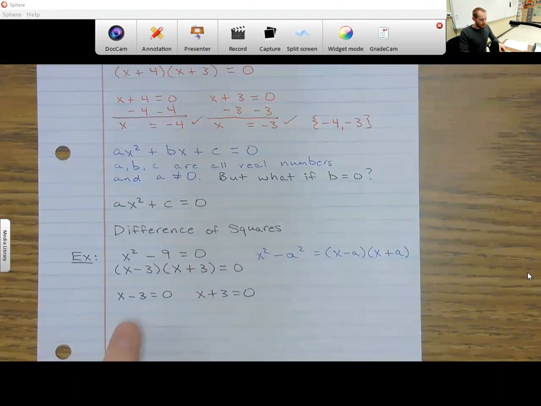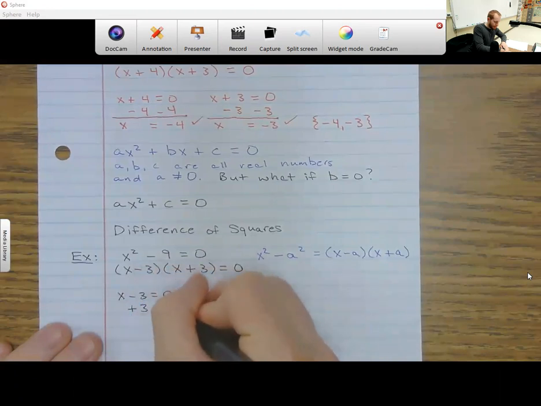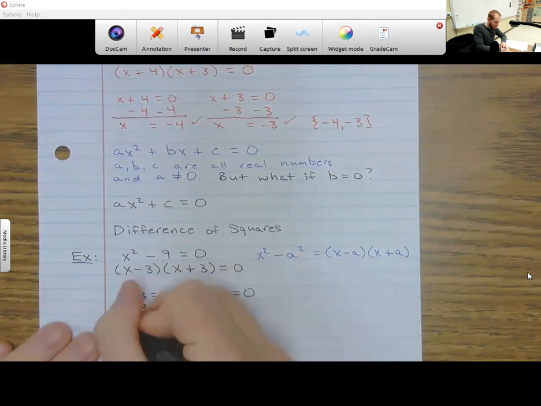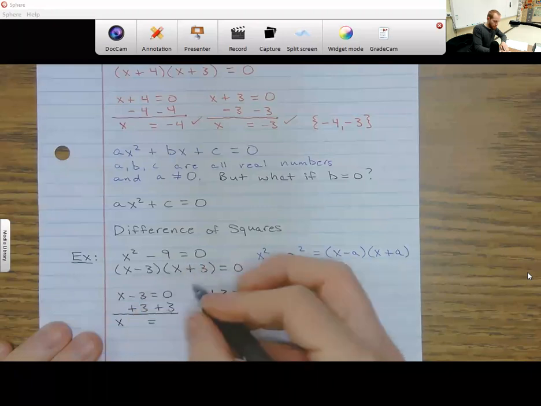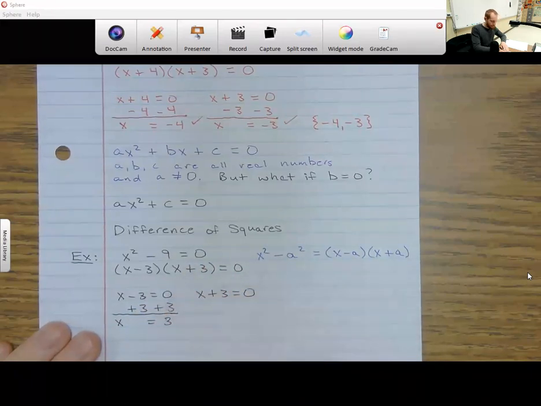And for the first one, I'm going to add 3 to both sides because I know that I can get rid of that negative 3 by adding 3, right? So I get x equals 0 plus 3, that's going to be 3. So that's my first answer.